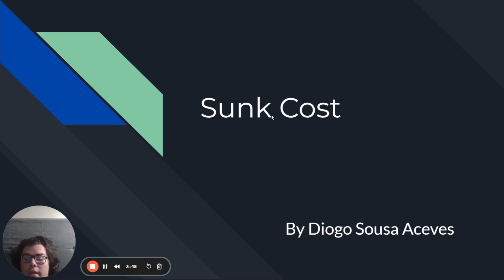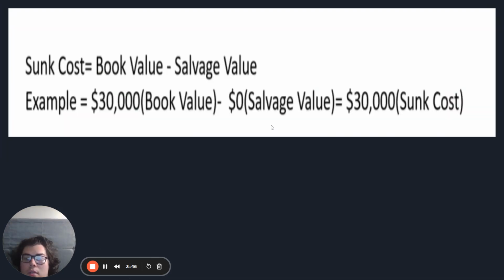There is a formula that can be used to represent sunk cost: book value, which is the original cost of the asset or investment, minus salvage value, which is the estimated leftover value of the asset or investment at the end of its use. Whatever you get from that formula is the sunk cost, as shown at the top right here in this slide.